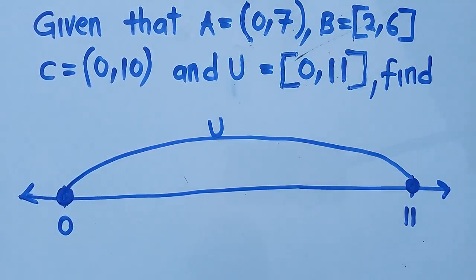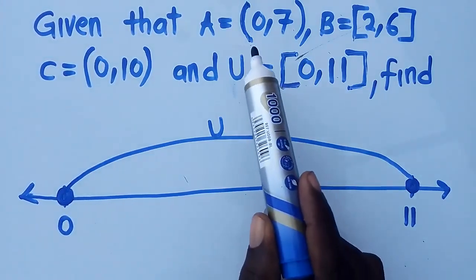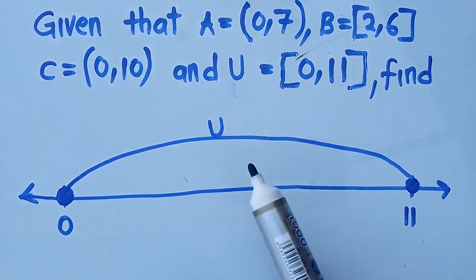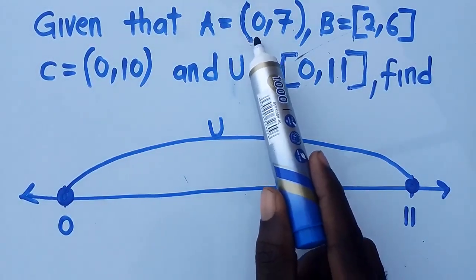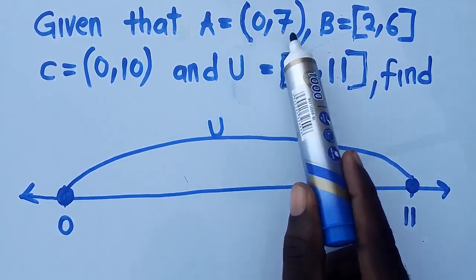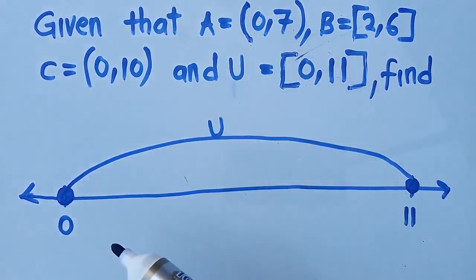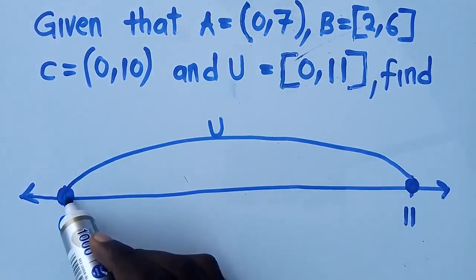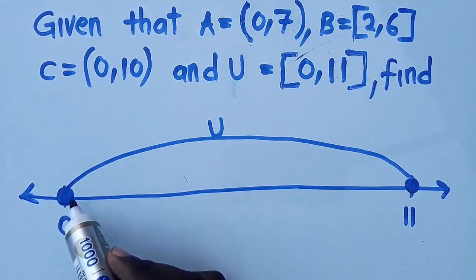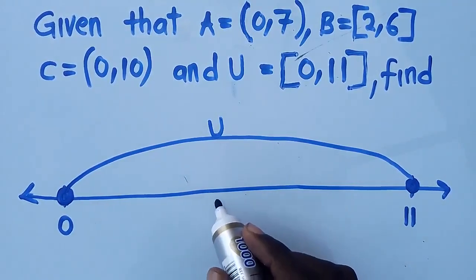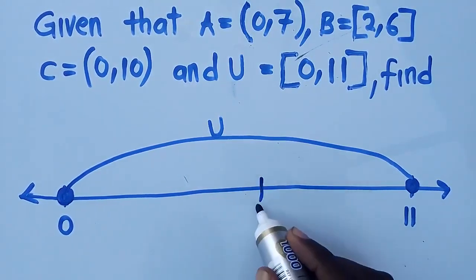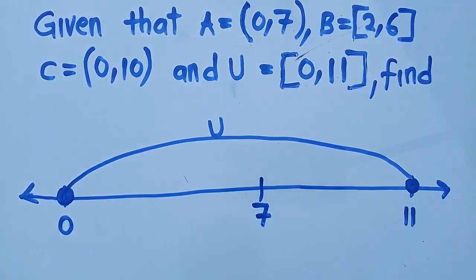So after I do this, what is the next thing I'm supposed to do? I start now interpreting all the sets that are under consideration. So I've got set A. What is set A saying? It is 0 to 7. Both 0 and 7 are not included. 0 to 7. The 0 is what? The 0 is here. Have you seen where the 0 is? The 0 is here. Then a 7, I'm just going to assume that my 7 is here. This is where my 7 is.